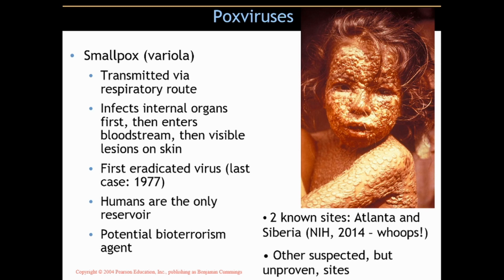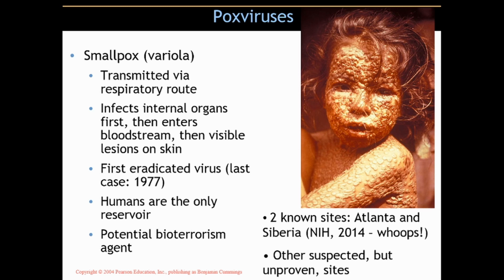There are two known sites. Atlanta does, Centers for Disease Control, and a city in Siberia. In 2014, it was found at the National Institutes of Health in Bethesda, Maryland. They were in the process of moving the National Institutes of Health facility down to Atlanta to the CDC. They had found vials in, I don't know.